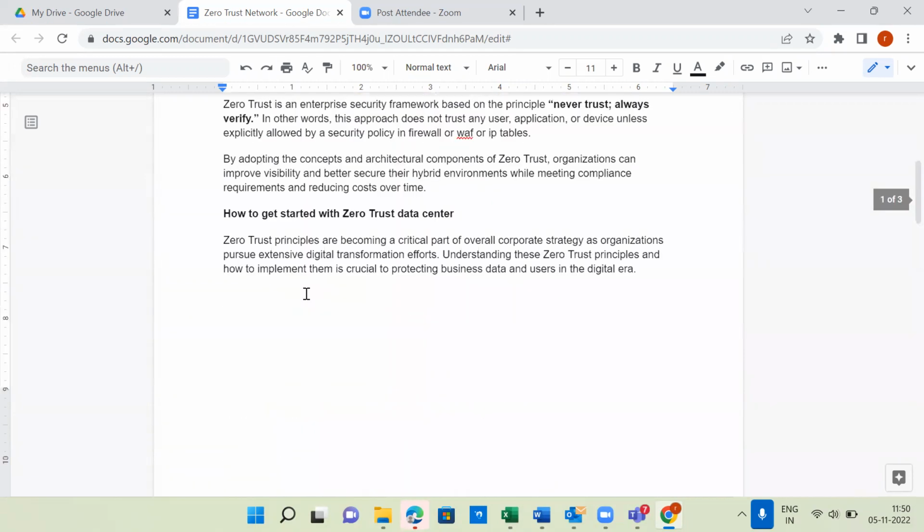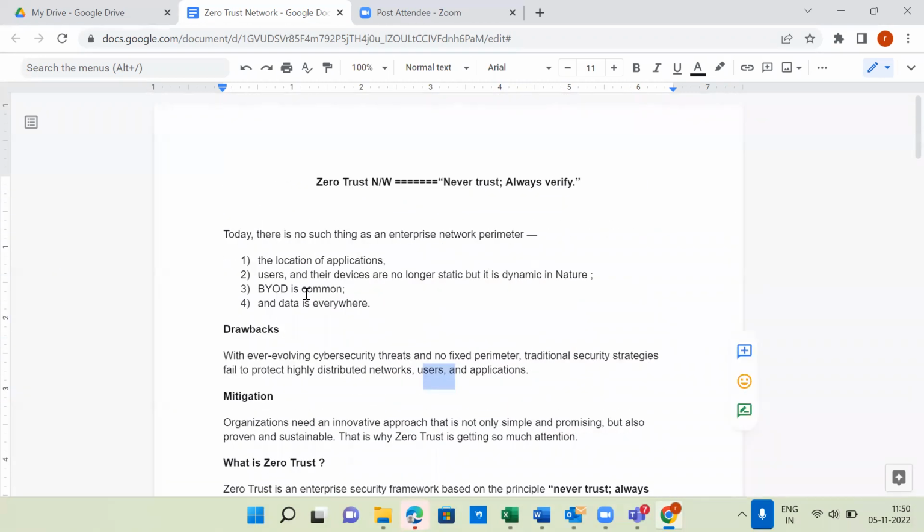So finally, what is a zero trust network? Never trust anybody, including our internal users, and always verify the identity, devices, applications, databases, and servers of whoever is trying to access. That may be external attackers or external users like the public or customers or clients, or maybe internal employees as well.